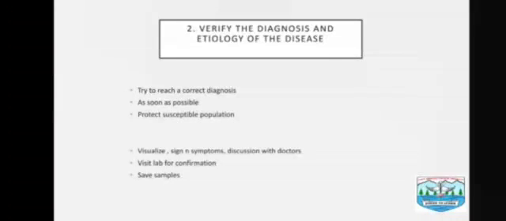Also, to verify the diagnosis and etiology of the disease, one has to visualize signs and symptoms, and a discussion can be held with the doctors treating the cases at the hospital or at the local level. You could also visit the laboratory for confirmation. The main thing is to save the samples so that the investigation can be done, and in future course the samples may be needed to further establish the cause of the disease or the pathogen that was involved in the disease.